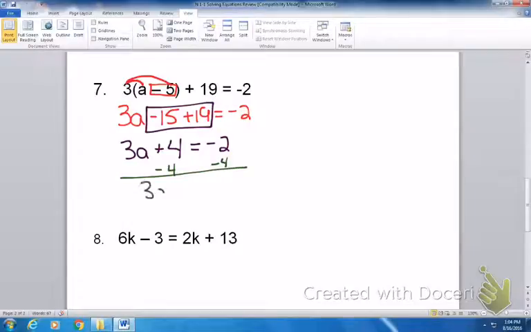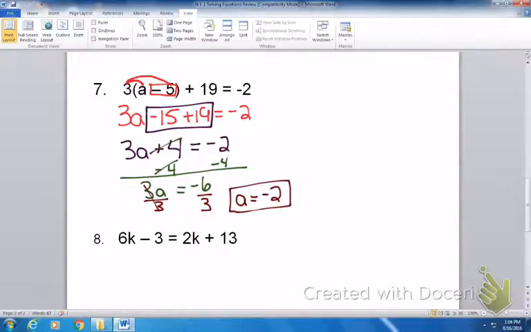The 3a doesn't change. Plus 4 minus 4 cancels out. Negative 2 minus 4 is negative 6. And 3a equals negative 6. 3 and a are connected by multiplication, so I divide both sides by 3. Once the 3's cancel, I have a equals negative 6 divided by 3, which is negative 2.